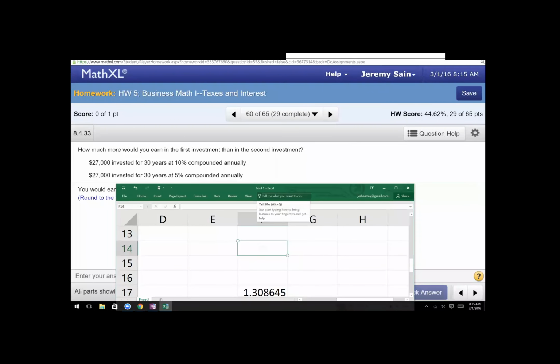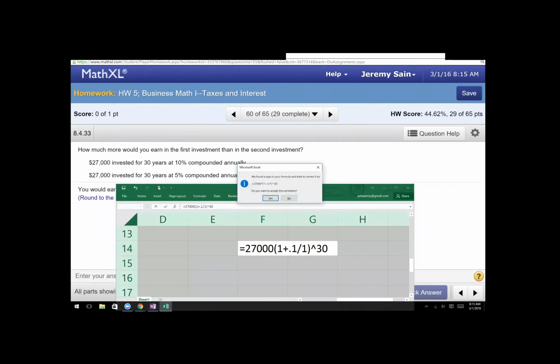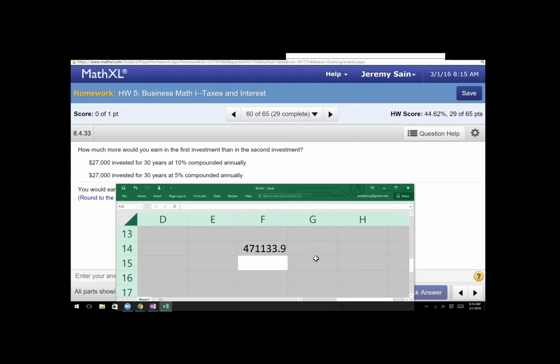So for the first guy, the principal is 27,000, and 1 plus the rate. What's the rate? 10%, so 0.1. Compounded annually, so I don't really have to divide by anything. And then to the 30 years, so again, annual is 1 times 30, which is 30. So the first one, you would wind up with $471,000.